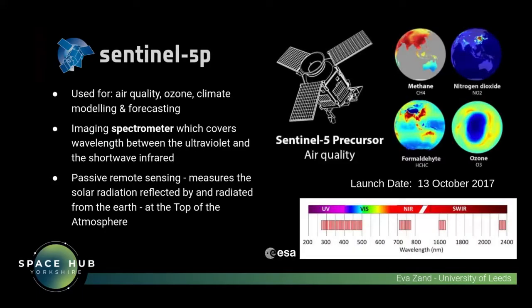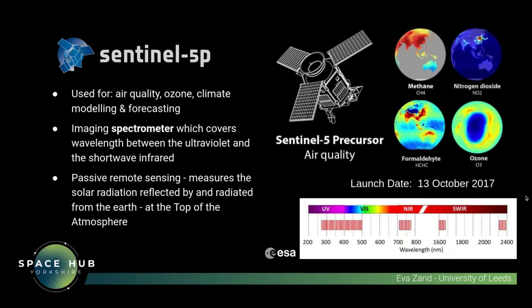So the first satellite mission we'll be looking into is the Sentinel-5P satellite. This is used for air quality monitoring, as well as looking at the ozone layer or methane in the air. So this is basically used for climate modeling and forecasting. And within this satellite, there is an imaging spectrometer which covers wavelength between the ultraviolet spectrum and the short wave infrared, as you can also see at this graph here at the bottom.